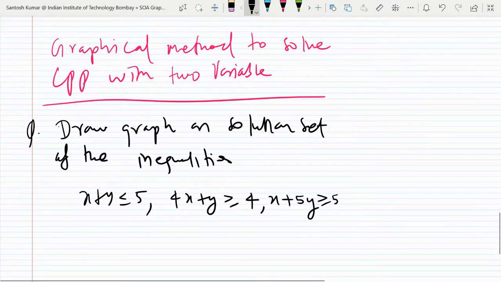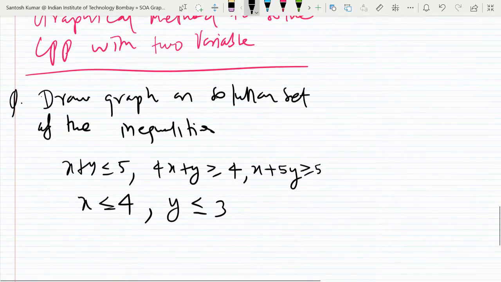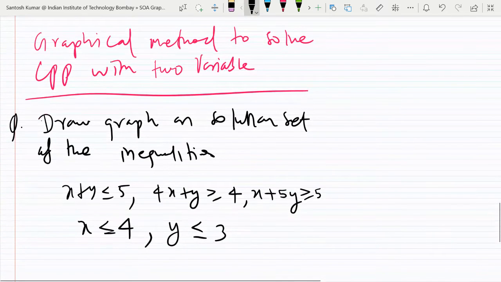and x less than equal to 4, y less than equal to 3. So all of you please draw the graph. First you draw the graph.